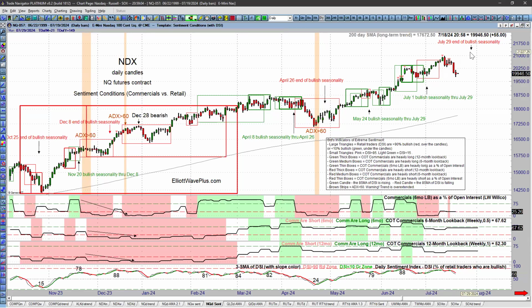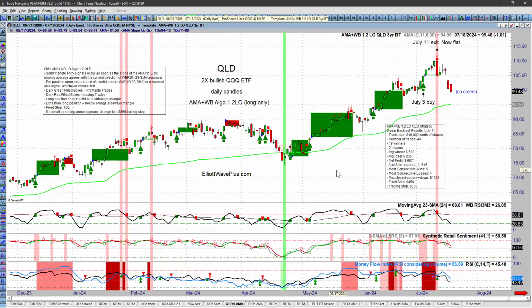We do have bullish seasonality through July 29, but I suspect that that most recent peak is going to be as high as the market's going to go, and we're going to continue this bearishness down probably into September. So QLD, this is our algo on the two times bullish ETF for premium plan members.